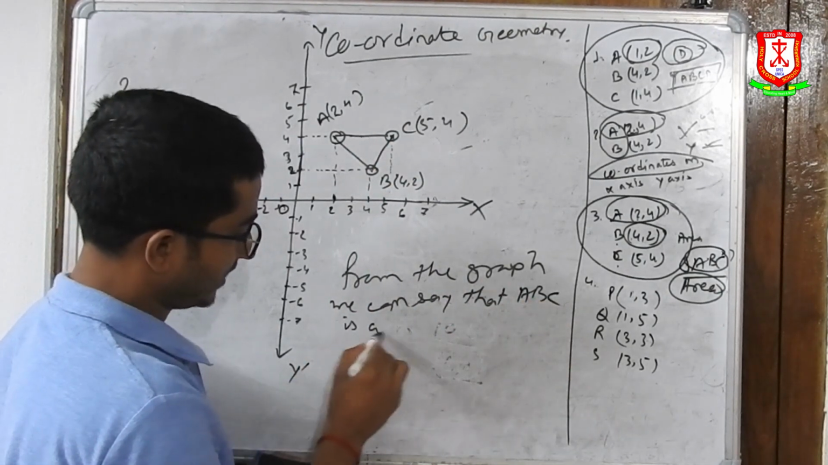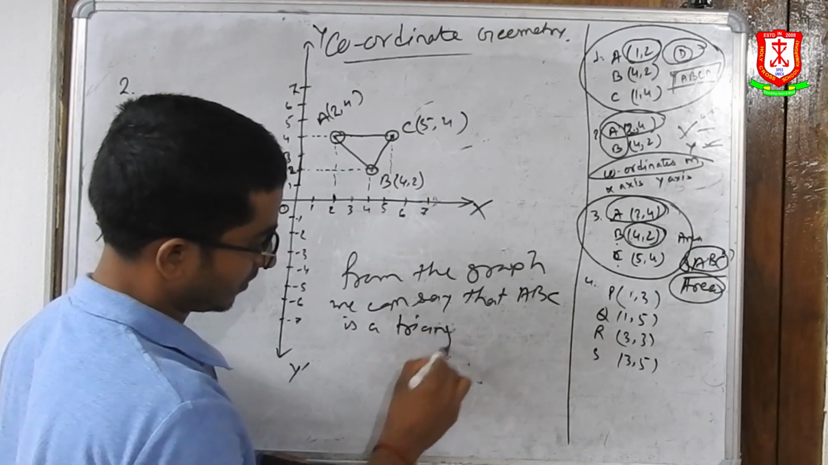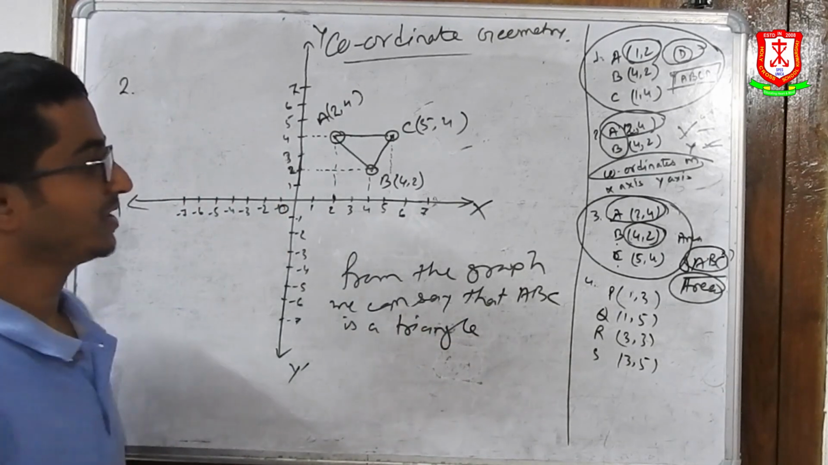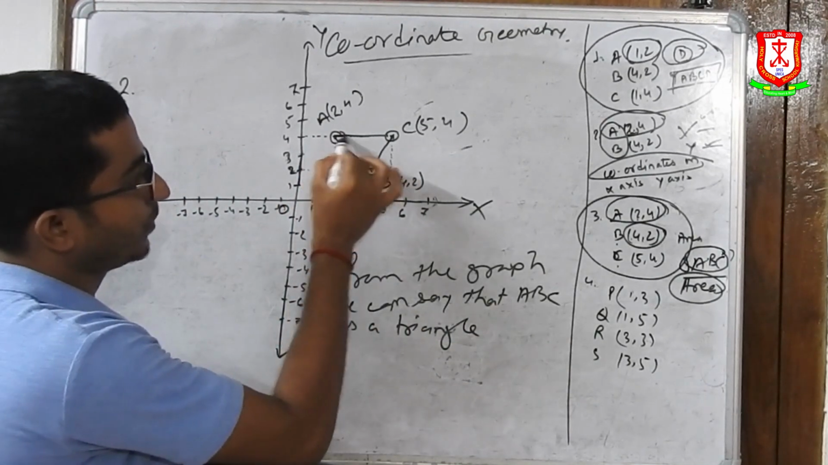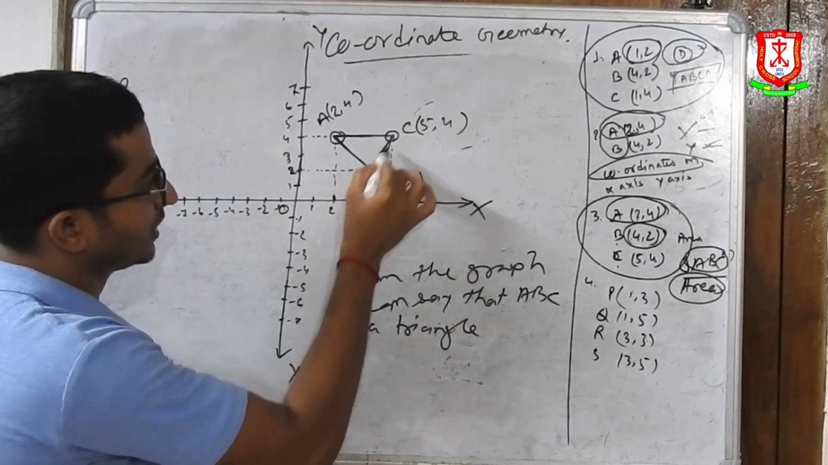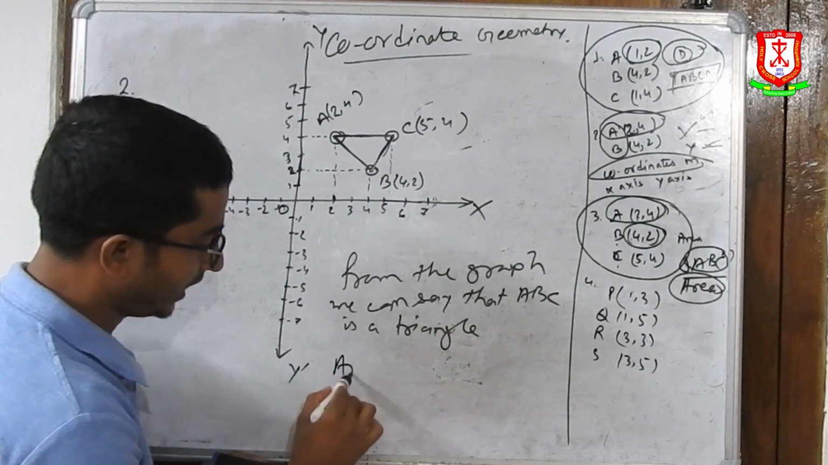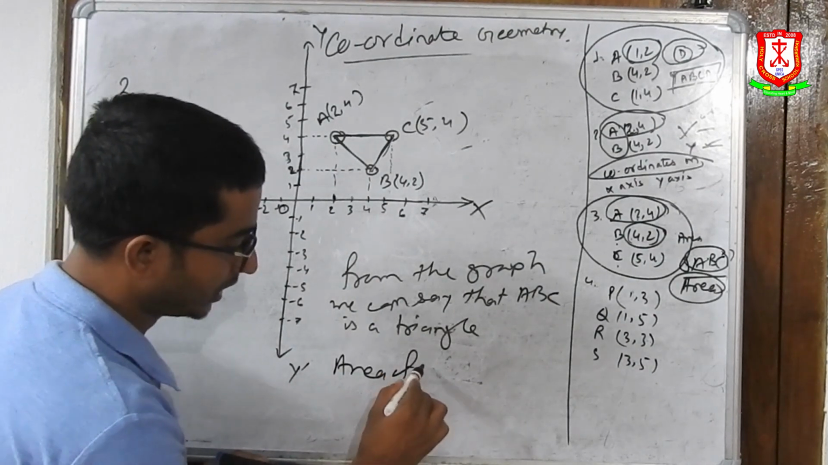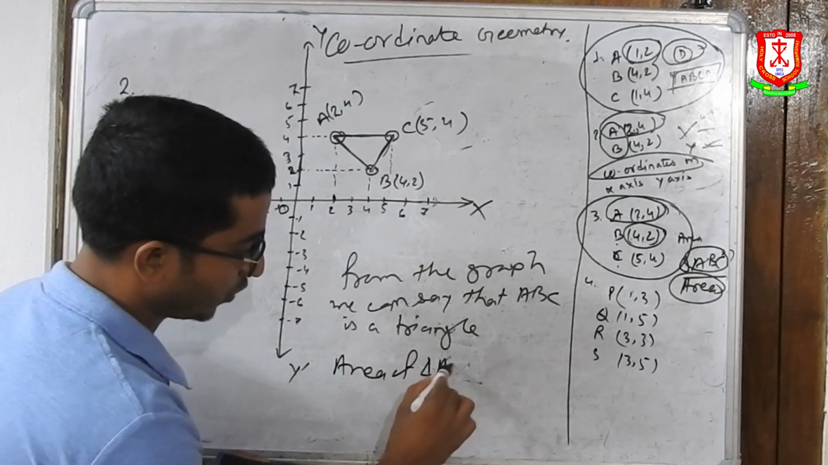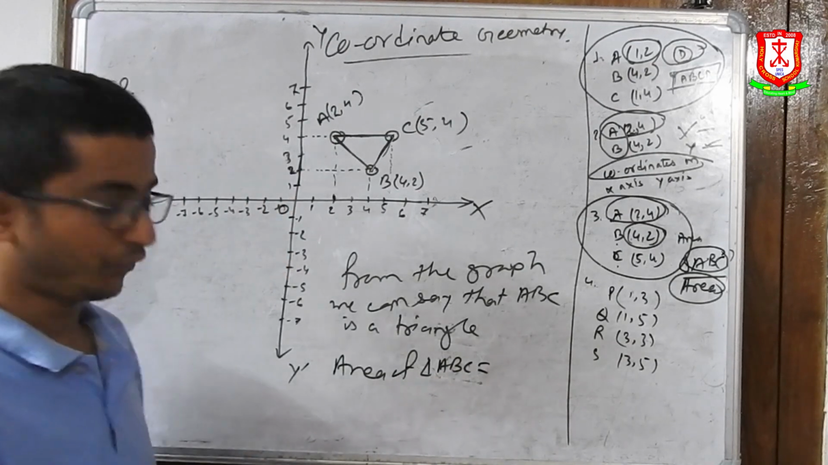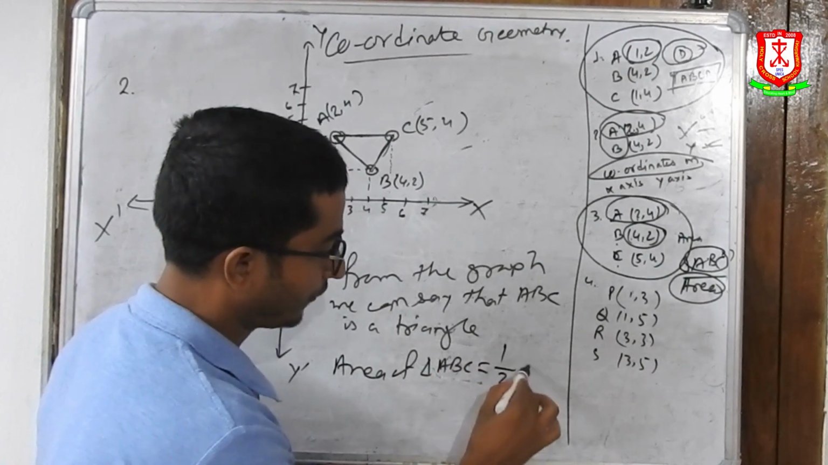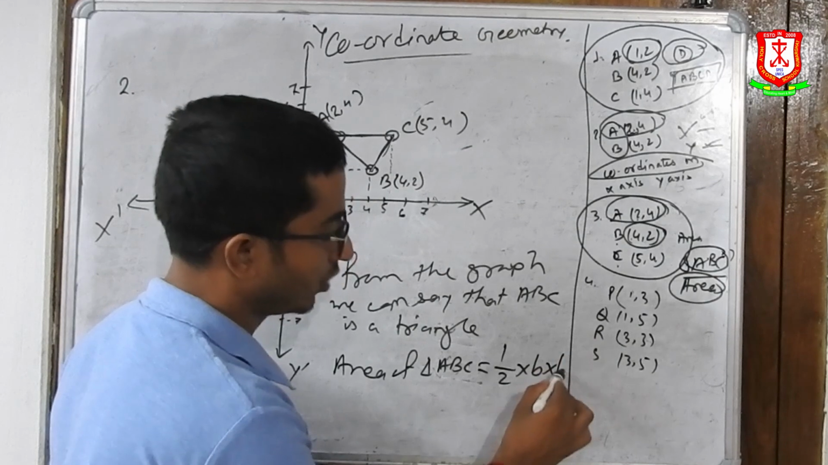ABC is a triangle. After joining these 3 points, we saw that this is a triangle. Now what is our work? We have to find the area of the triangle. Now what is the formula for the area of the triangle? The formula is half into base into height.